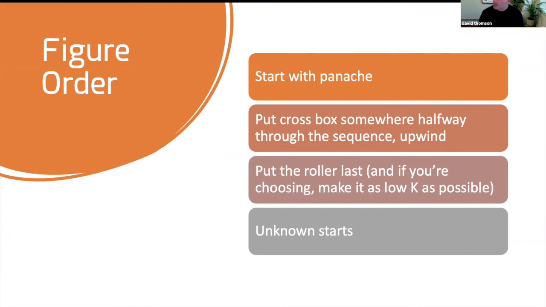So getting that slightly complex, slightly nasty figure out of the way first can actually then help the flow of the rest of the sequence. And there's loads of examples of that type of figure, but an octagonal loop is just one of them.